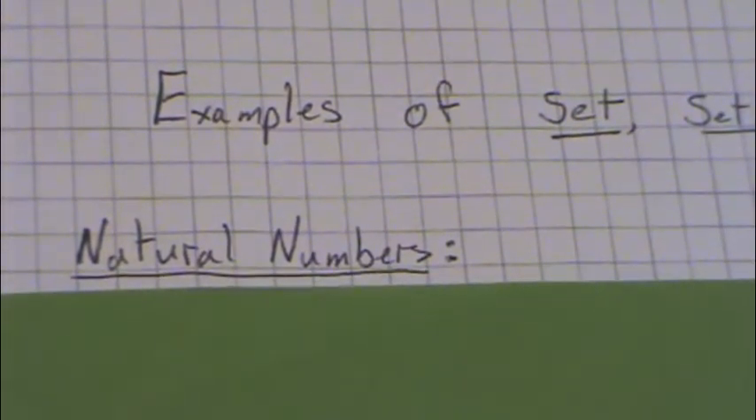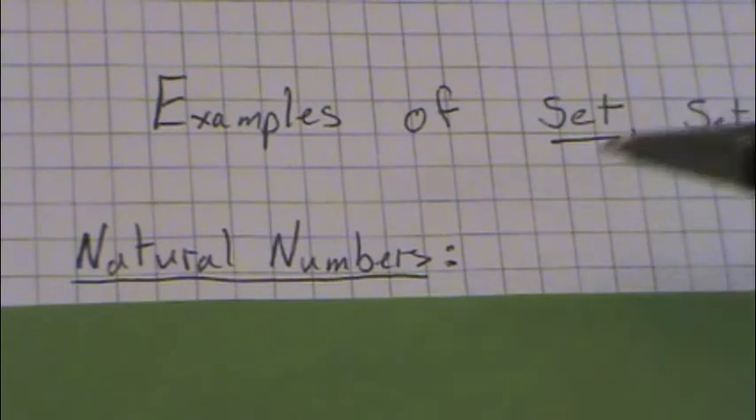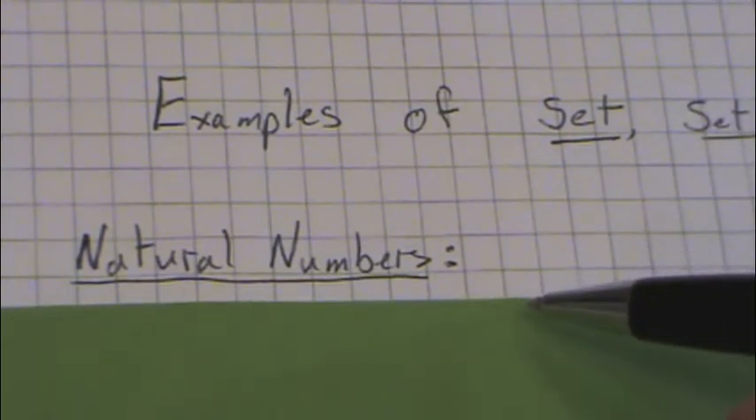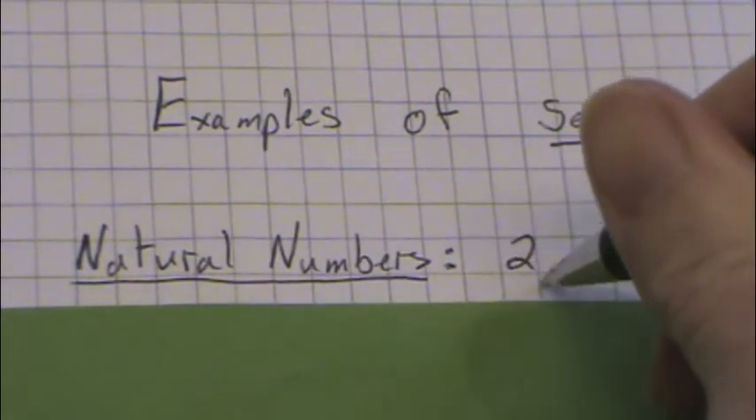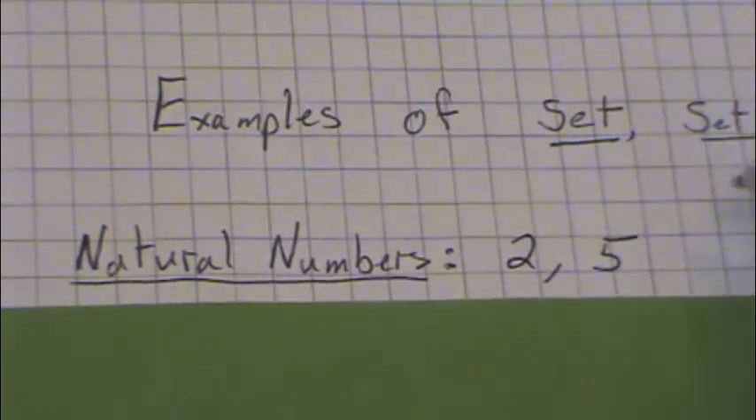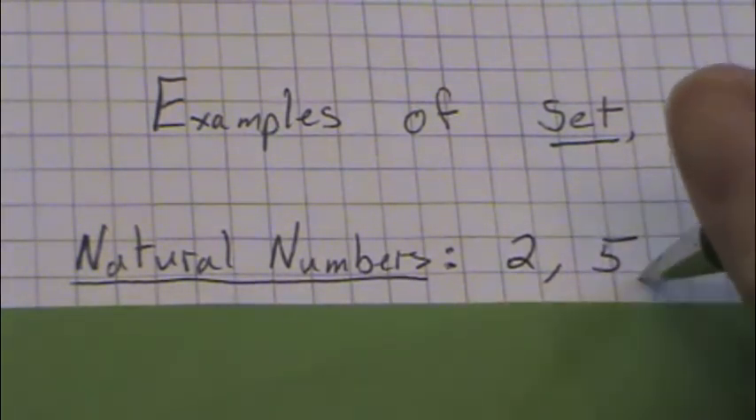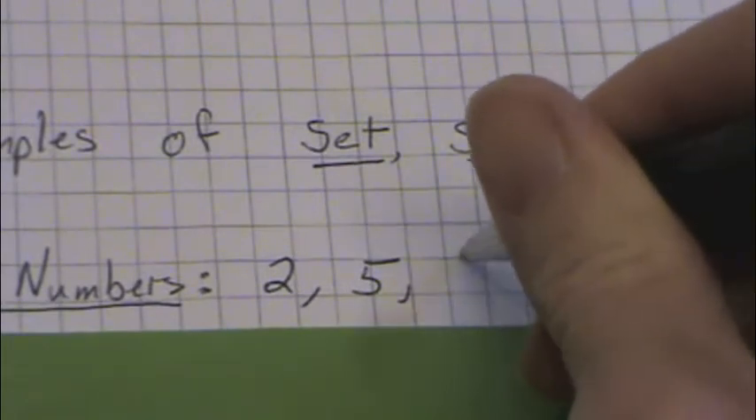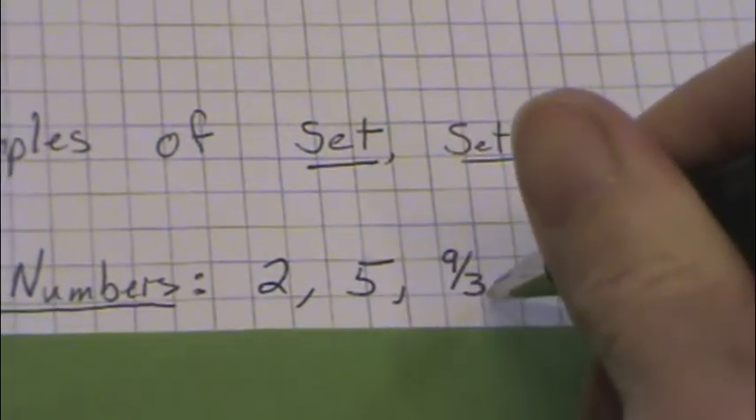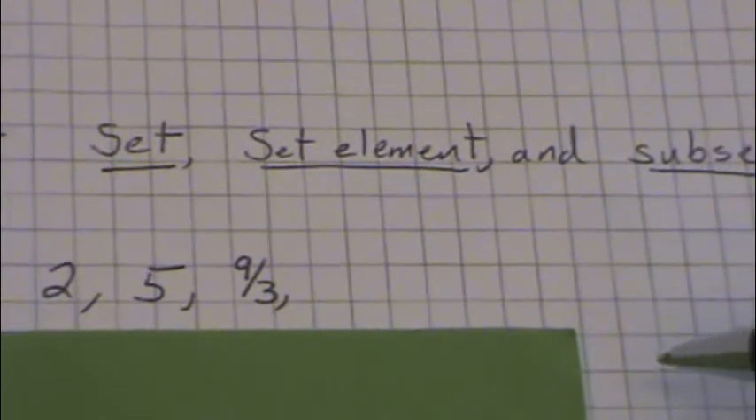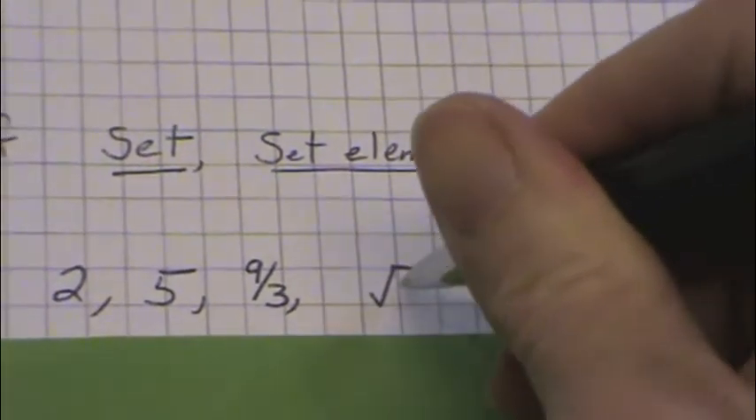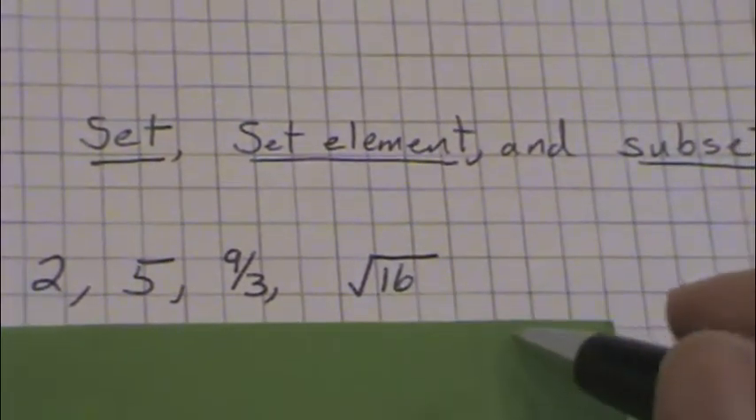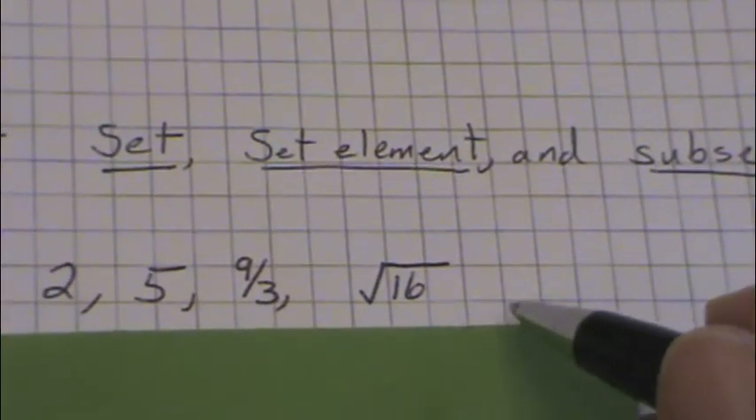You're going to give me some examples. Natural numbers, these are the nice ones. These are the ones that you think of when you just think of basic, easy numbers. 2, 5, something like 9/3 fits in this set. Why? Because 9/3 is equal to 3. Something like the square root of 16 fits in this set. Why? Well, because when you simplify it, it's 4.